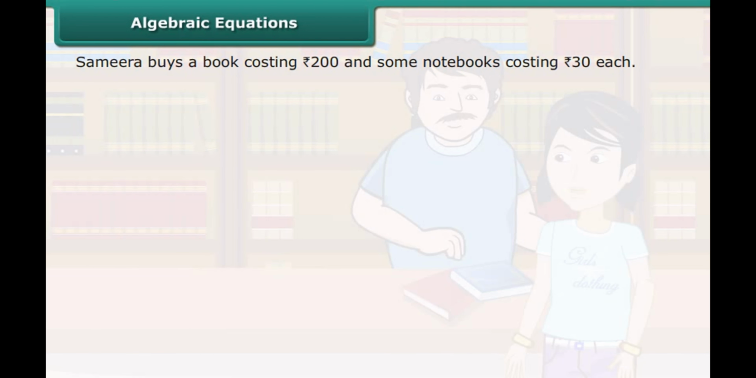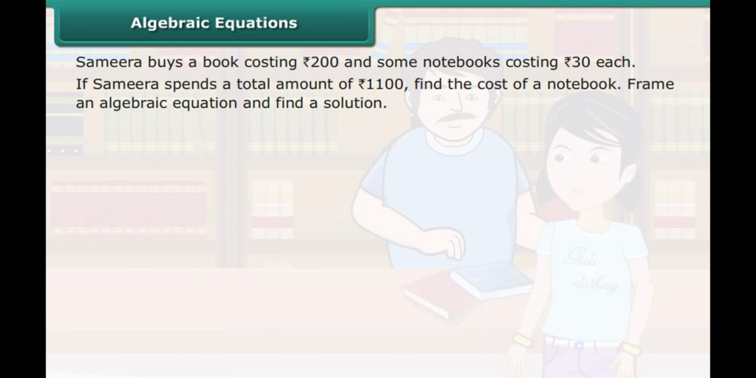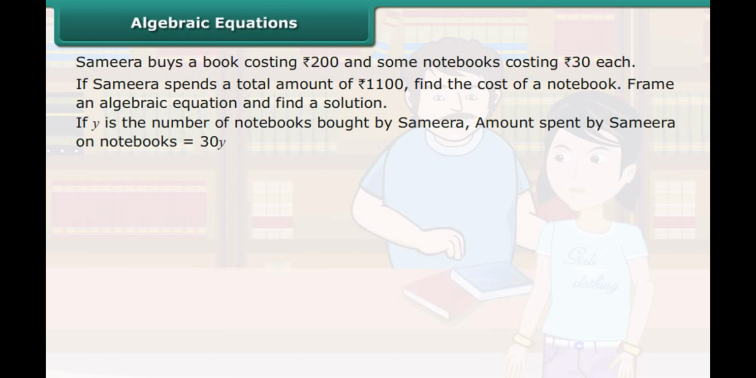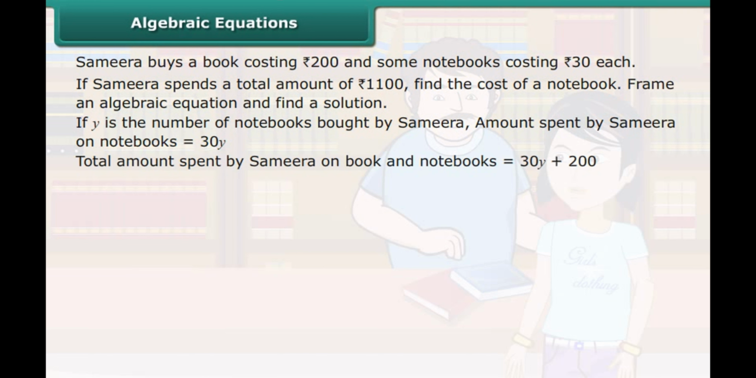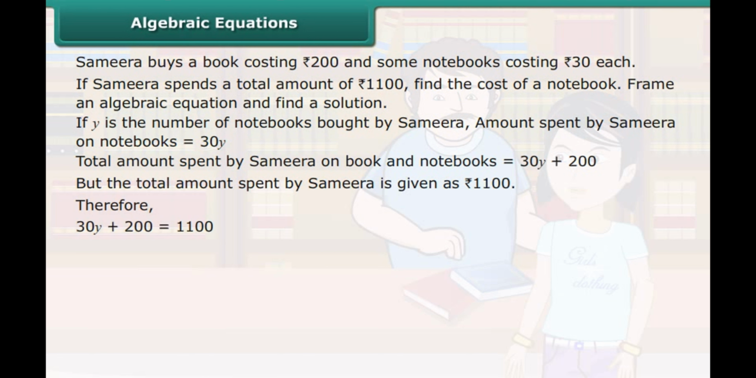Samira buys a book costing 200 rupees and some notebooks costing 30 rupees each. If Samira spends a total amount of 1100 rupees, find the cost of a notebook. Frame an algebraic equation and find a solution. If y is the number of notebooks bought by Samira, the amount spent on notebooks is equal to 30y. Total amount spent on book and notebooks is equal to 30y plus 200, but the total amount spent by Samira is given as 1100 rupees. Therefore, 30y plus 200 is equal to 1100.